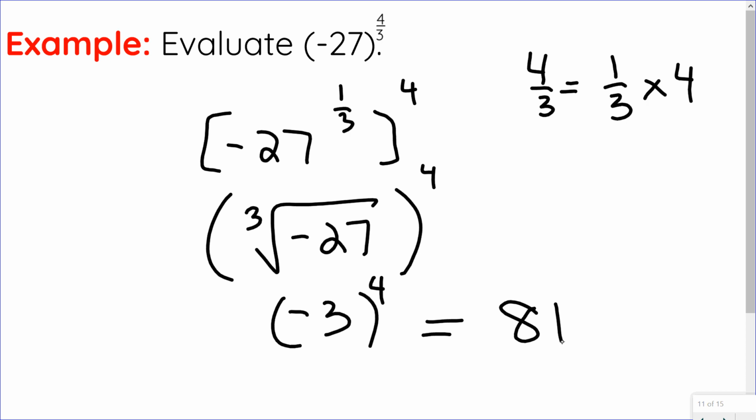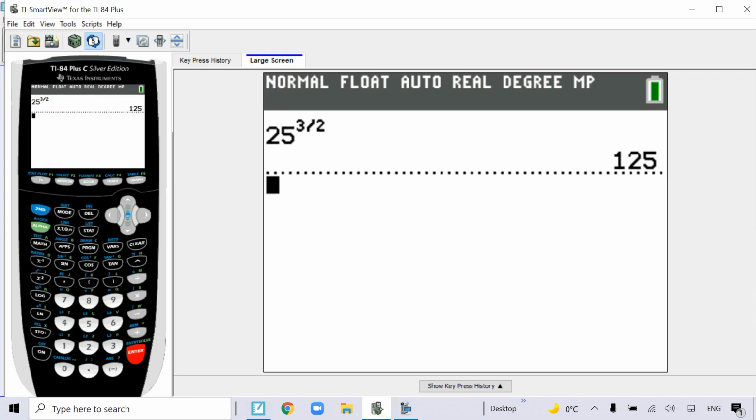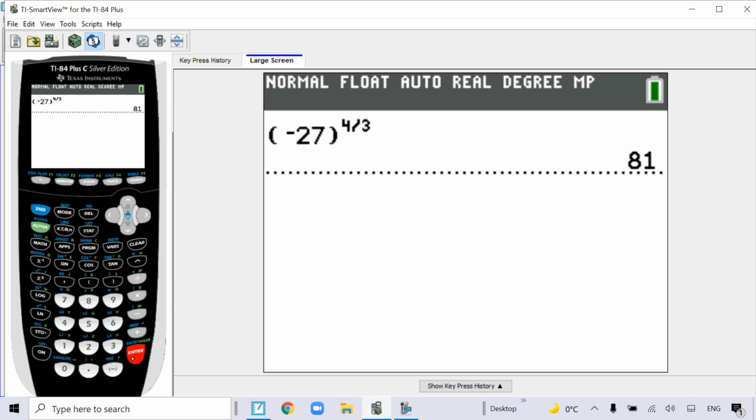Let's check this one on the calculator. So negative 27 to the 4/3. So let's put the negative 27 in brackets. And then I'm going to raise that to the exponent of 4/3. So 4 divided by 3. And I get 81. So it looks like my method works.